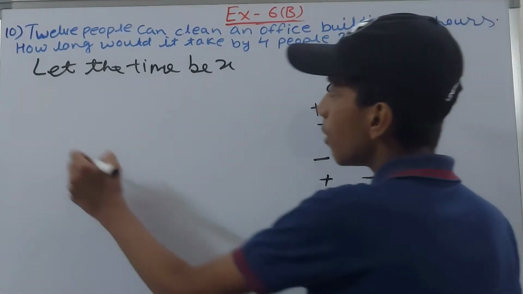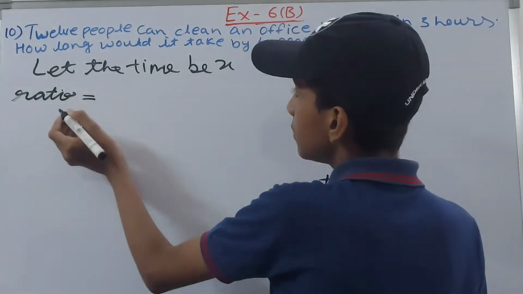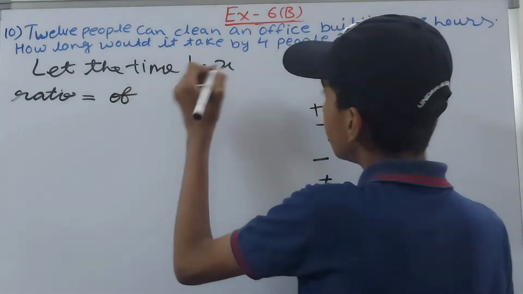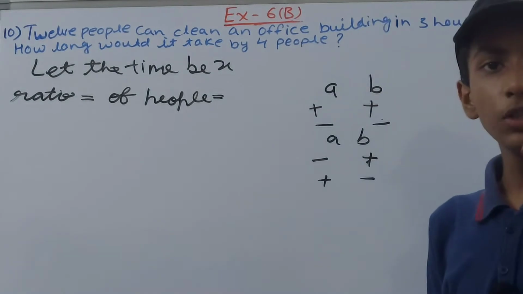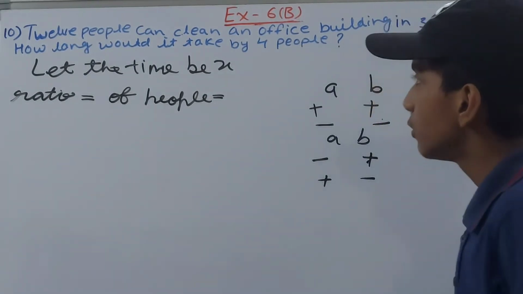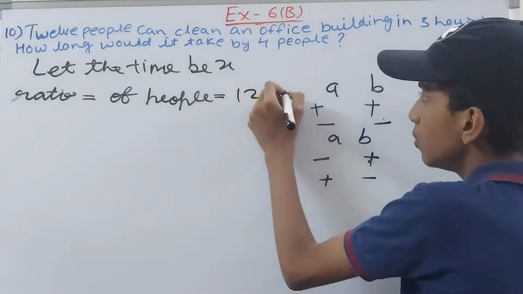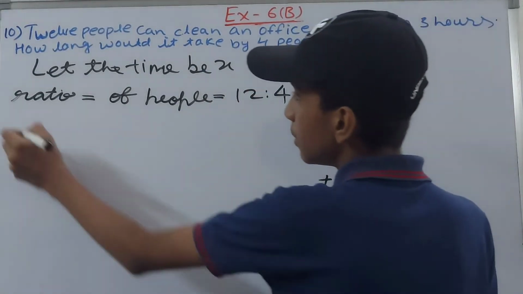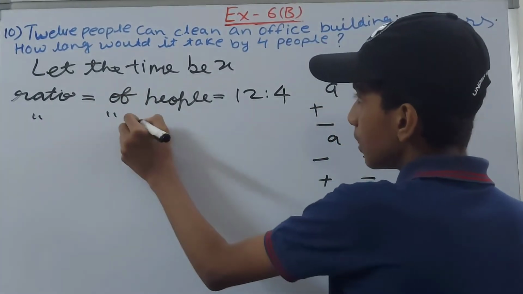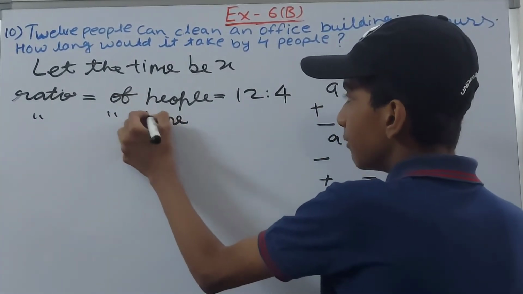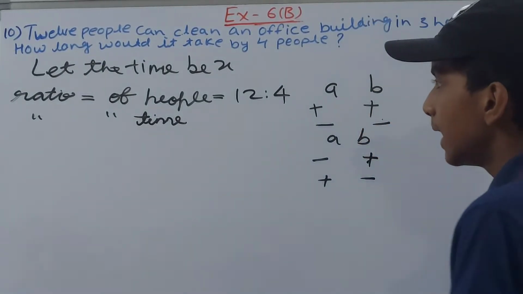Again, first of all, we'll form the ratios. The ratio is first of all of the people, right? So the people ratio will be the same, no changes, because we know both of our values. So 12 people do it, so 12 is to 4. This becomes our ratio. Now the ratio of the time. And one thing we have to see here, like the previous questions we did, is that we will inverse it.